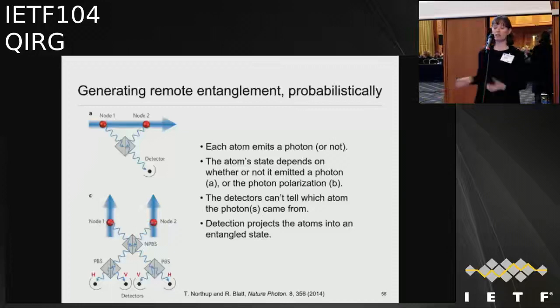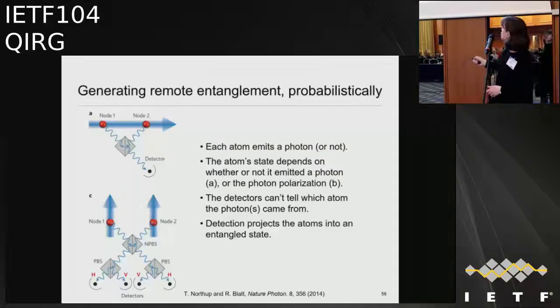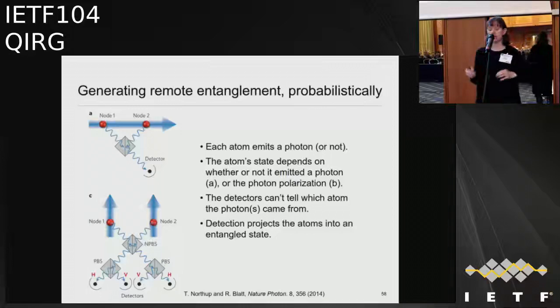And there's a couple of variations here. One variation is either the atom emits a photon or it doesn't. That would be what we call a number state encoding of the photon. And we could engineer it so that the atom state depends on whether or not it emitted a photon. If we use a polarization encoding, which is actually what you see below, it should say C instead of B there, then instead of the state depending on whether or not it emits a photon, it will depend on what the polarization was.